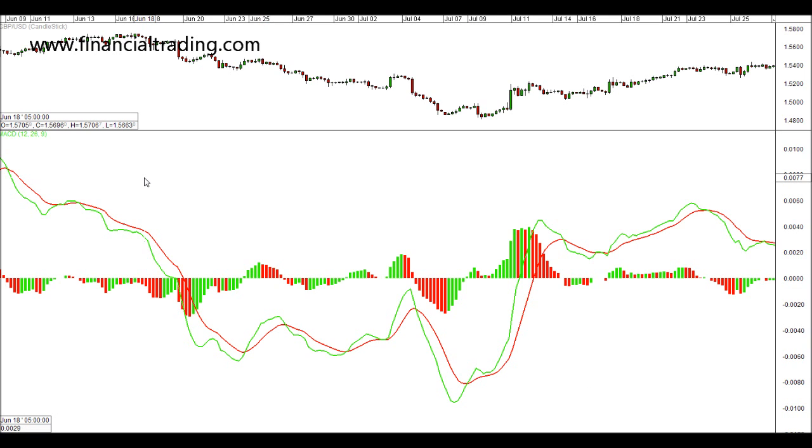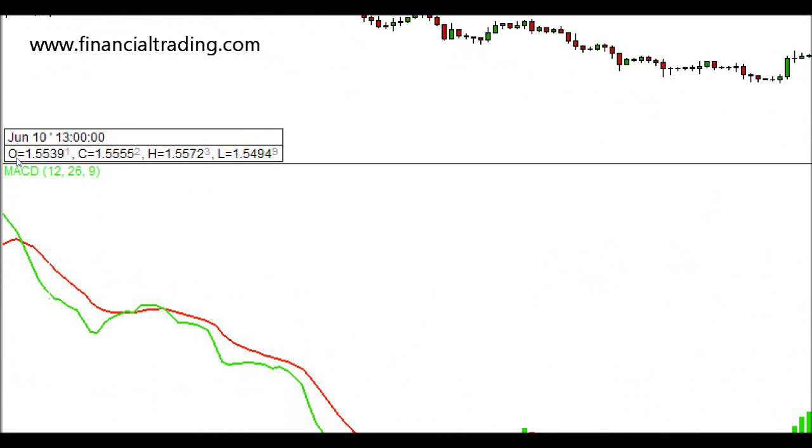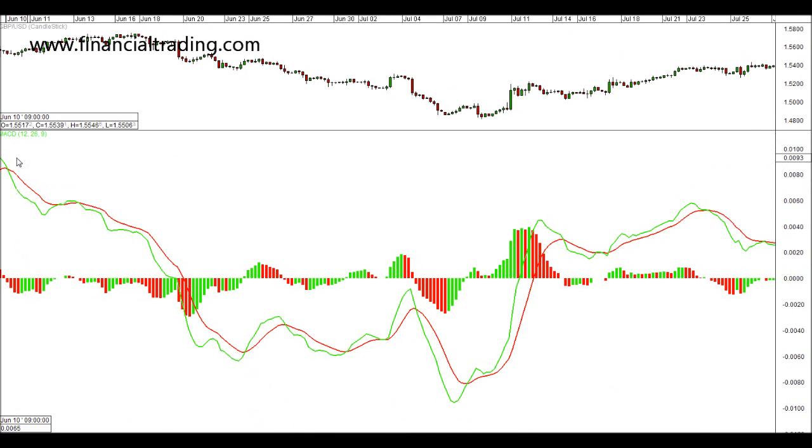With the MACD we have three settings. At the top left here I have the settings of the MACD shown on my chart. My settings are at 12, 26 and 9. So what do those settings mean?